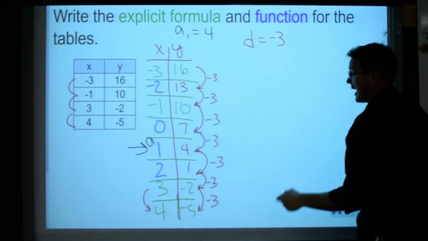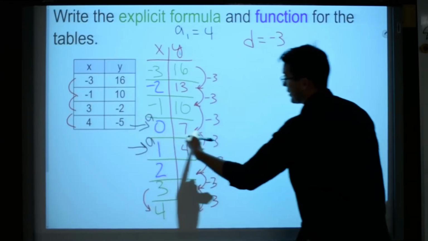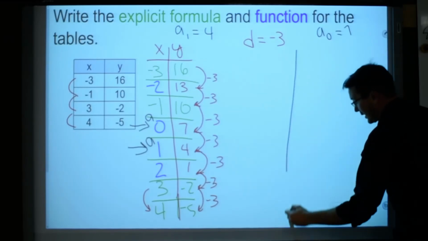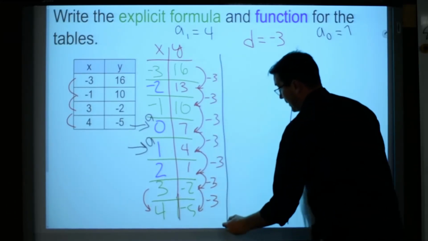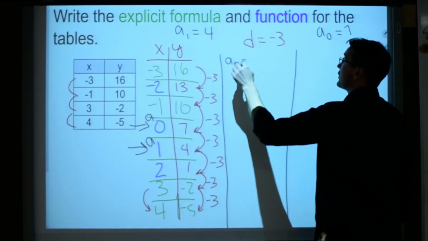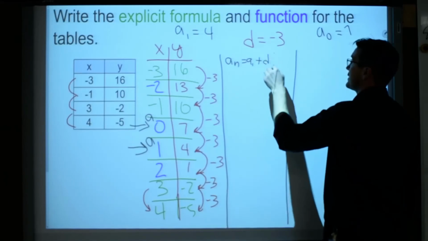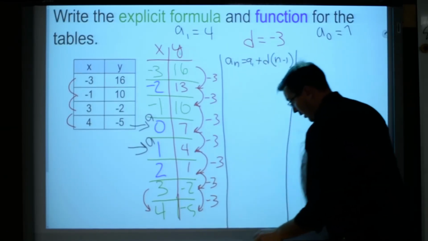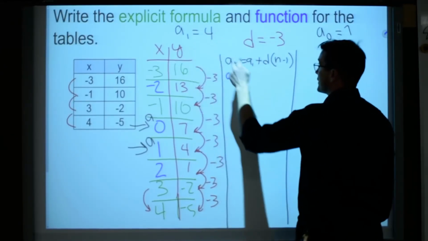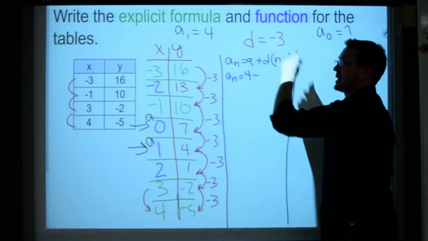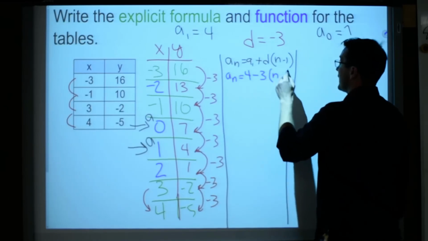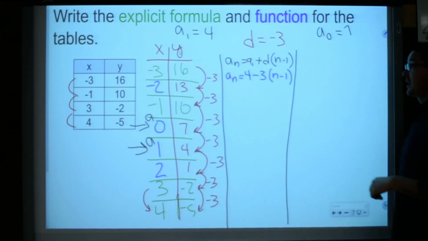And for the function, I need the 0 term. And a sub 0 is 7. So my 0 term is 7. The explicit formula for arithmetic sequences is a sub n equals a sub 1, which is the first term, plus the difference times n minus 1. And all I have to do now that I've found this information is substitute it in. A sub n equals my first term, which is 4, plus a negative 3. I'm not going to write plus a negative 3. I'm just going to write minus 3 times n minus 1. That is the arithmetic sequence.